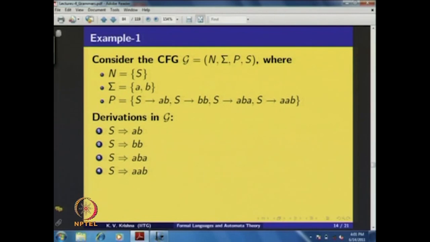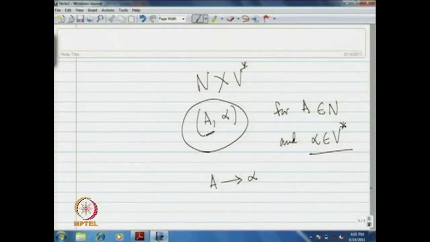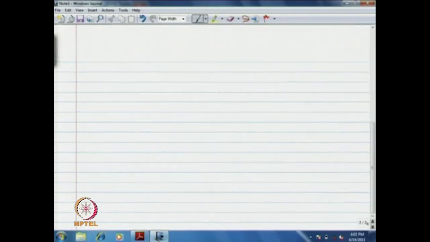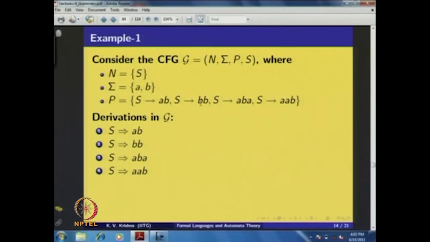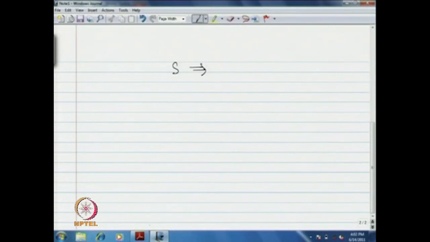Can we have some other derivations in this grammar? There is only one non-terminal symbol, you will start from the non-terminal symbol S, and you have to apply one rule to get the next sentential form in a derivation under consideration. The possibilities are that you may apply the first rule, second rule, third rule or fourth rule. Whatever you apply, for example, if I apply the first rule, S gives A B, then to continue this derivation you require a non-terminal symbol, and there is no non-terminal symbol here, and thus you cannot continue this derivation by starting with the first rule.